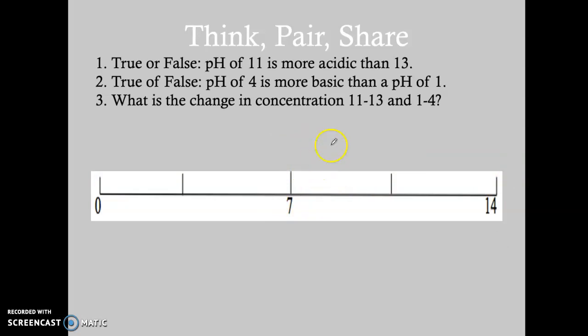So true or false, pH of 11 is more acidic than 13. 11 is more this way, so that is true. pH of 4 is more basic than 1. It's more that way, so yes. Concentration range of 11 to 13, that's 2, so it's 10 times 10. That'd be 100. And 1 to 4 is 10 times 10 times 10, or 1,000 times.